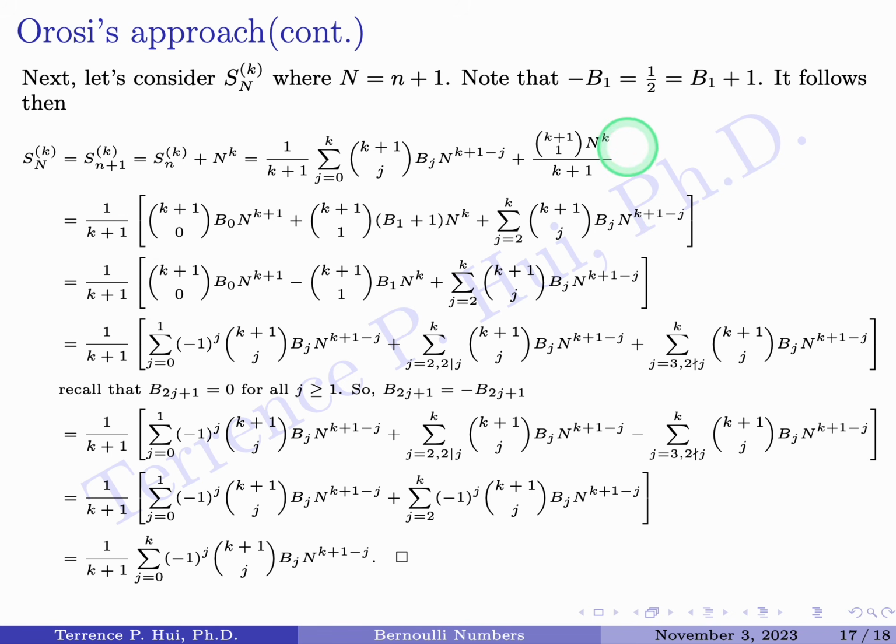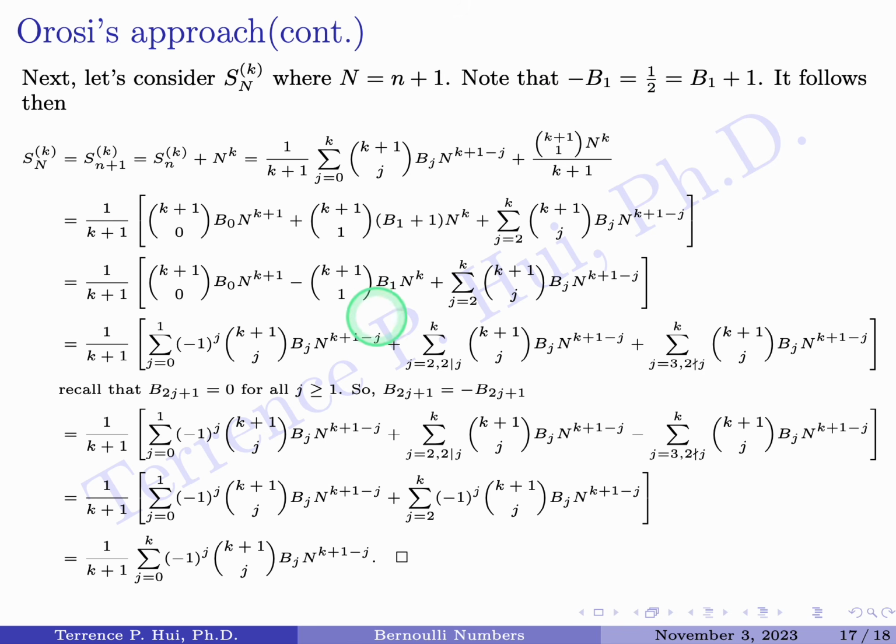But now wait a second. What is this B sub 1 plus 1? Let's think about this. Remember, B sub 1 we proved is negative a half. So if B sub 1 is negative a half, what's negative B sub 1? It's positive a half. And what's positive a half? It's negative a half plus 1, which is B1 plus 1. So in other words, minus B1 is actually equal to B1 plus 1. So whenever I see B1 plus 1, I'm going to replace it with minus B1.